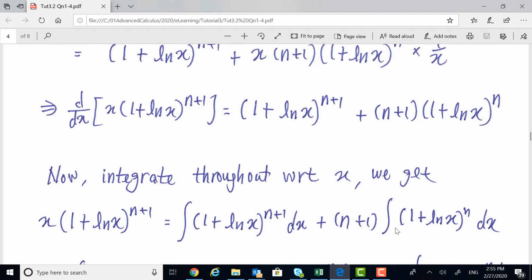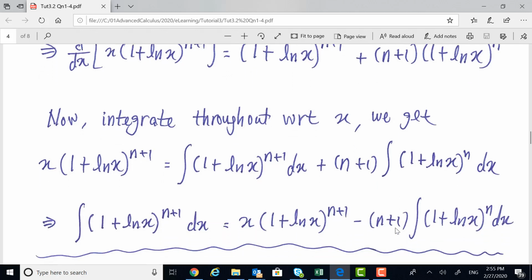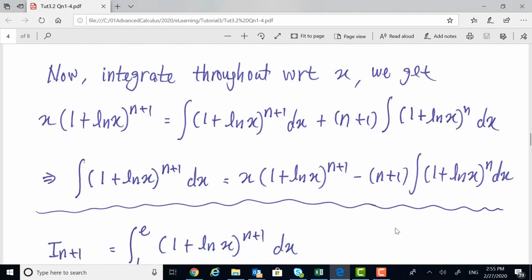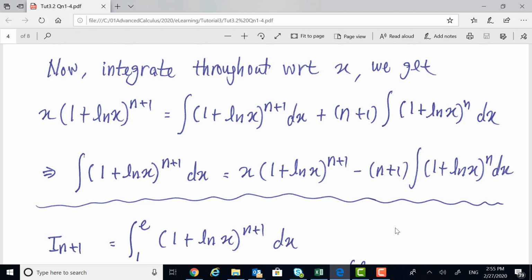So upon integrating this throughout, it will help us later on in our next part of the question, and that is to prove that, okay, in this part of the question, we want to prove something concerning I of n plus 1.